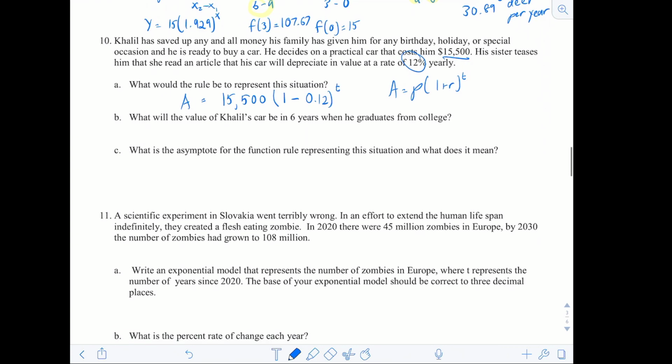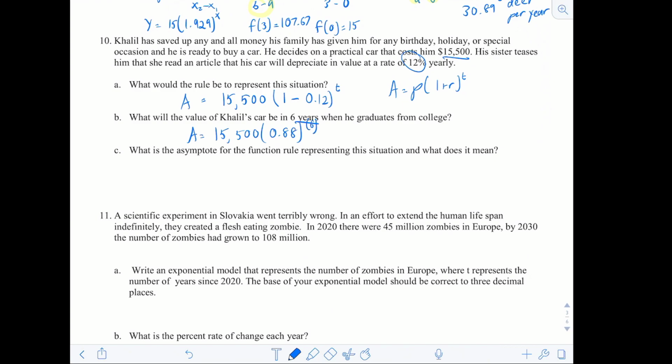It says, what would his car value be in 6 years when he graduates from college? It should be 4 years, not 6 years, because it should only take you 4 years to finish college, unless you go to law school or pre-med, or you get your master's or other things like that. So I'm going to say 15,500 times 0.84, nope, 0.88, I would say. And then raised to the 6th power.